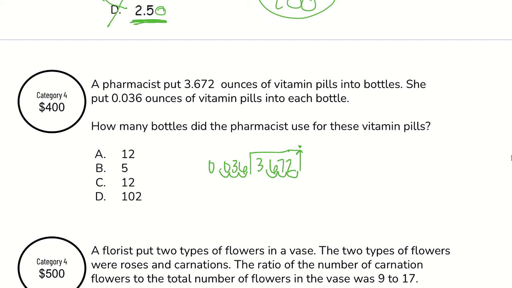Okay, 36. Can it go into 3? No, too small. Can 36 go into 36? Yes. How many times? One time. Good. Exactly. Mr. Foster is so good at dividing.